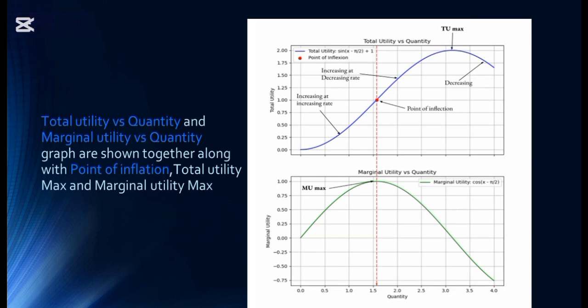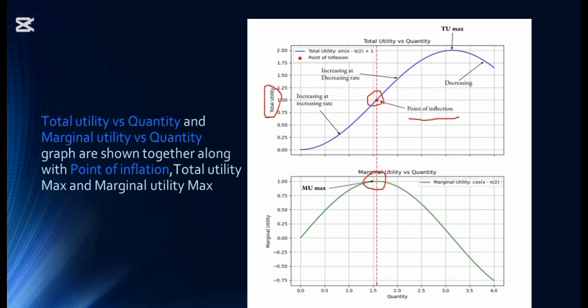Here we can see, look at the top graph, that when the total utility curve changes its course, it is called the point of inflection. At this point, the total utility curve changes its course. Now the question is, what is the point of inflection? It means we are consuming more goods at the point of inflection. If you look at the bottom graph, you can see that the marginal utility, MU, is at its maximum at the point of inflection.